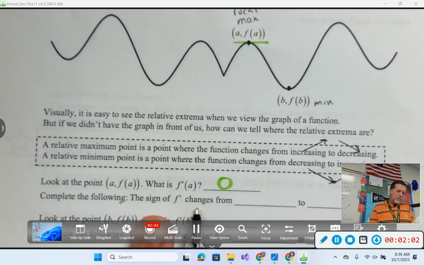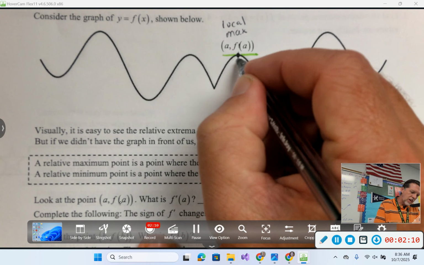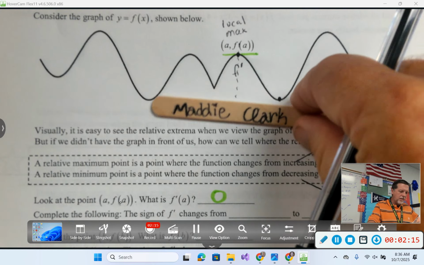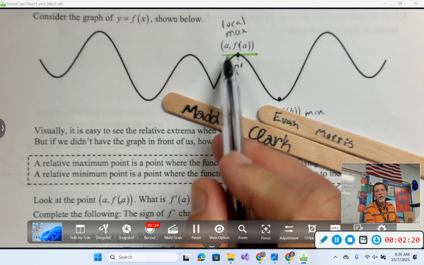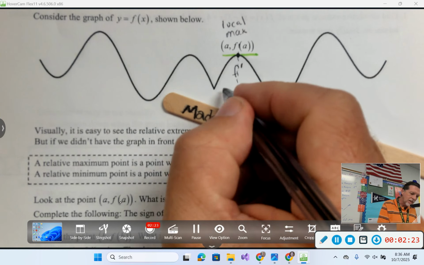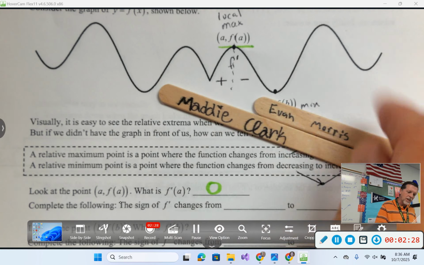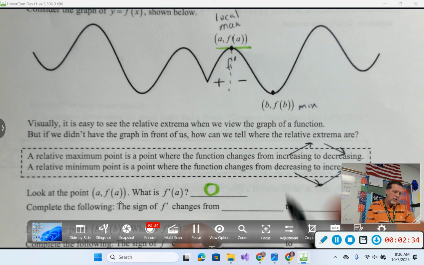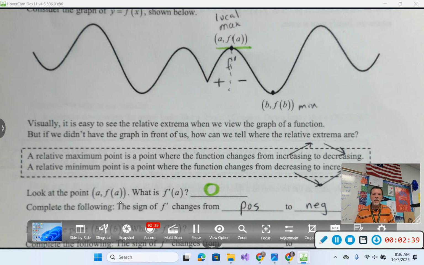The sign of f prime changes. On the left side, what's f prime, right in here? Is f prime positive or negative? Positive. And over here, what's f prime? It's negative because it's going down. So that means the sign of f prime changes from positive to negative at x equals a.